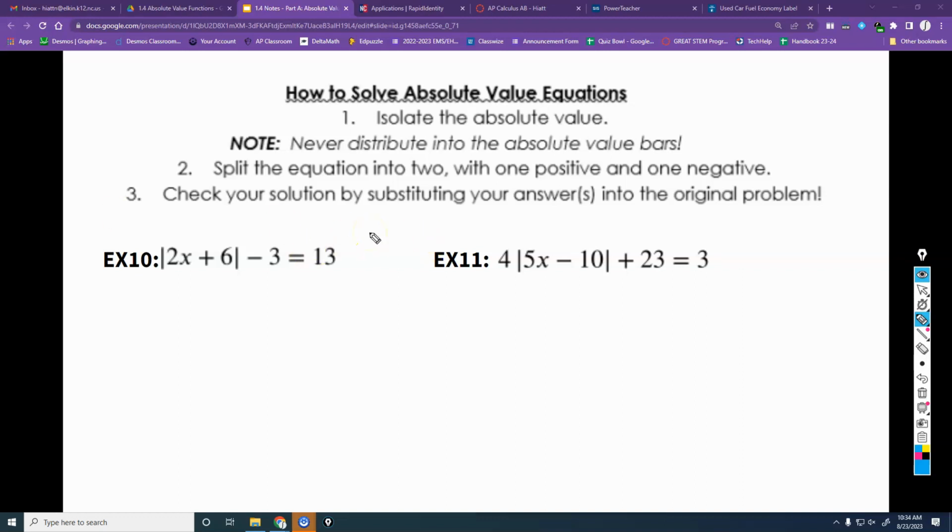So, let's look at these problems. This first one, okay? The first thing I need to do is isolate that absolute value. So this has got to be by itself. Right now, I have a -3 over there with my absolute value bars. So, Passion, how do I get rid of that -3? I got to add 3. All right? So now I've got absolute value of 2x plus 6 equals 16. Have I isolated the absolute value now? Yes. What do I do next?